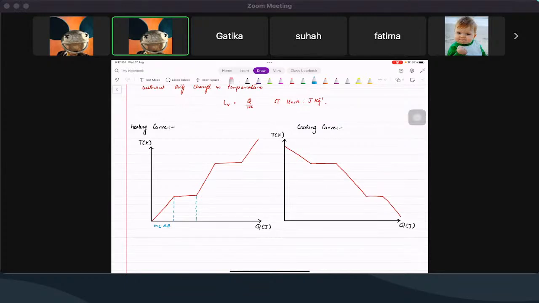In this section of the graph, it is a flat line, which means temperature isn't changing. It means that you have to use LF times M, because here melting is taking place. Is it clear, everybody?